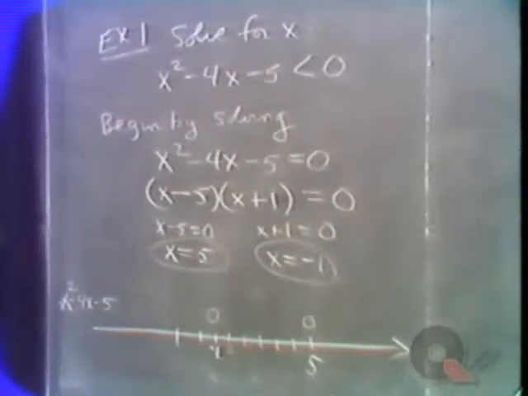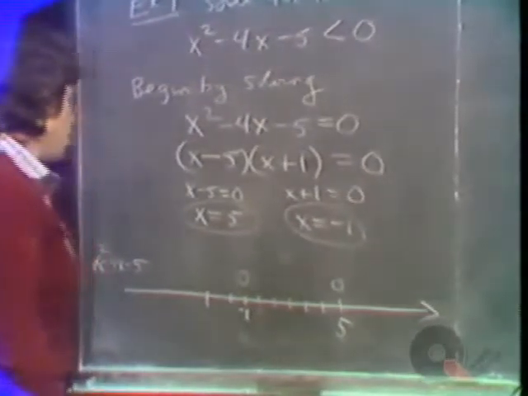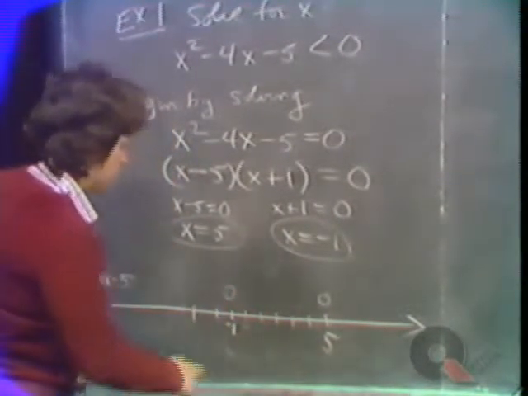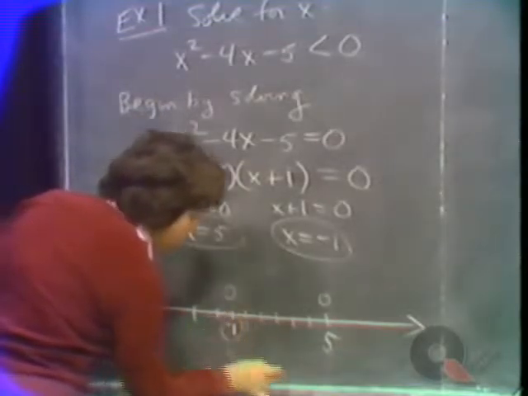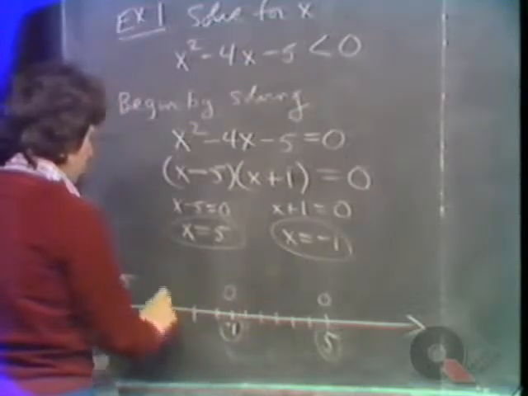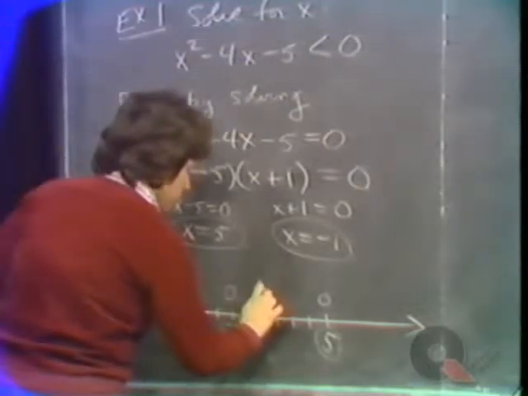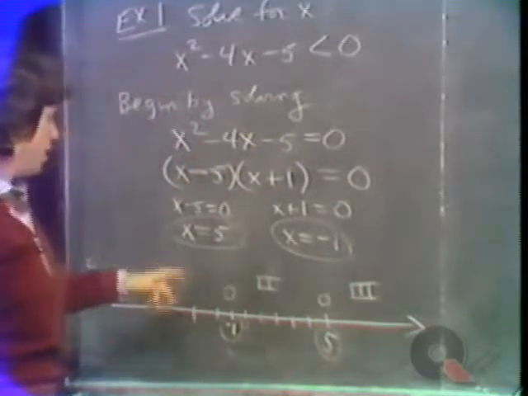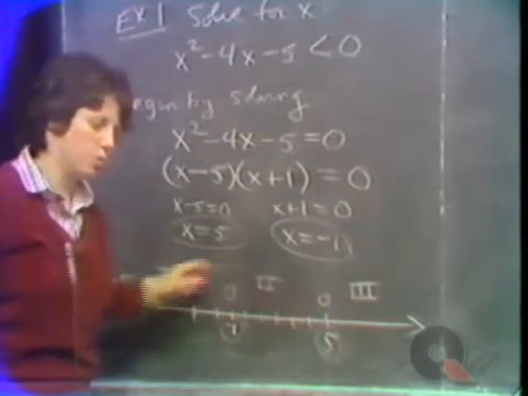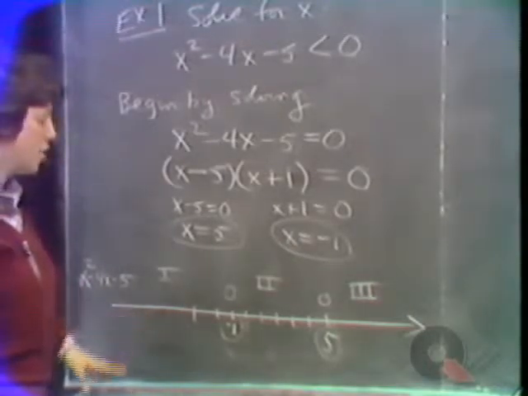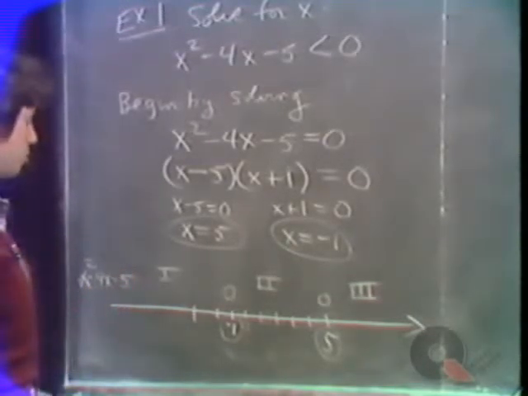And we sort of think along these lines. We say that these two numbers, minus 1 and plus 5, have divided the number line up into three segments, say portion 1, portion 2, portion 3. Now, on these portions, 1, 2, and 3, x squared minus 4x minus 5 cannot change sign. It must be the same sign.